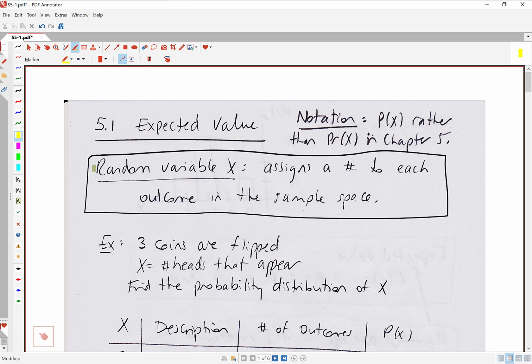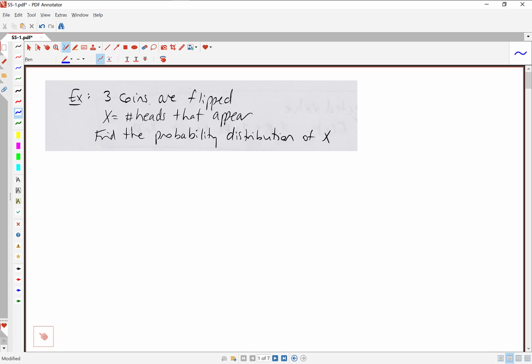So let's start by defining a random variable. We're usually going to use the symbol capital X for a random variable. What a random variable does is it assigns a number to each outcome in the sample space. So let's say that 3 coins are flipped, and our random variable X is going to represent the number of heads that appear in those 3 flips. We want to find the probability distribution of X.